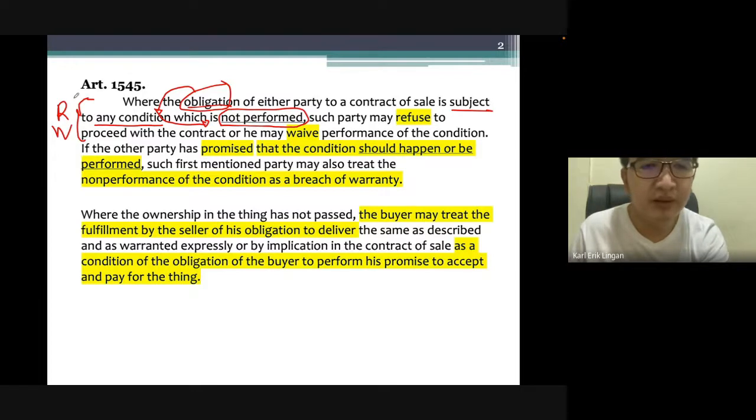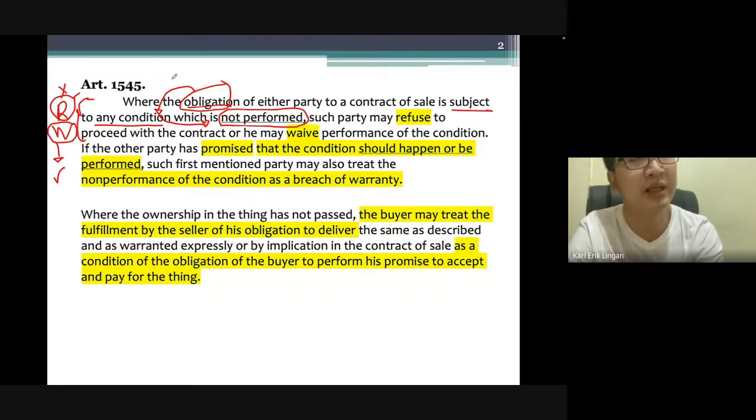The party can either refuse to proceed with the contract precisely because hindi nga na-perform yung condition, therefore, ayoko na mag-enter into a contract. Hindi naman na-fulfill yung condition, so wala akong obligation. I can refuse to proceed with the contract. Or, one of the parties can waive the performance of the condition. Meaning, o sige, kahit hindi mo na nagawa yung condition, tuloy natin yung transaction, may obligation ako sa iyo. So, those are the two remedies that either party may have if there is an obligation wherein a condition rests and it is not performed.